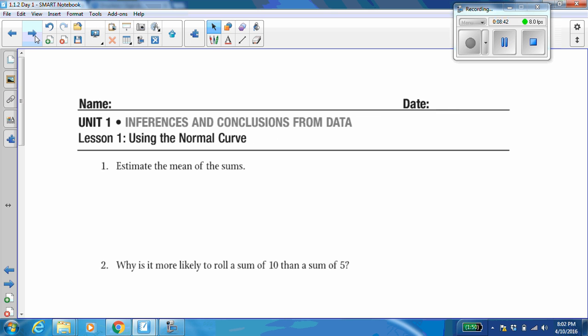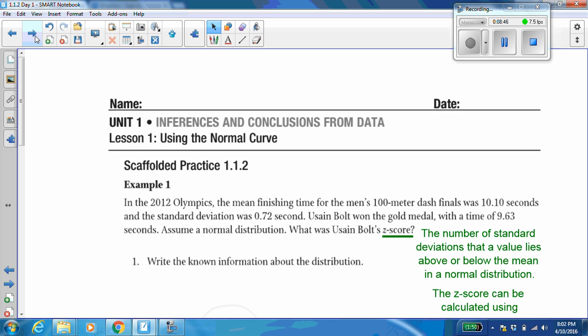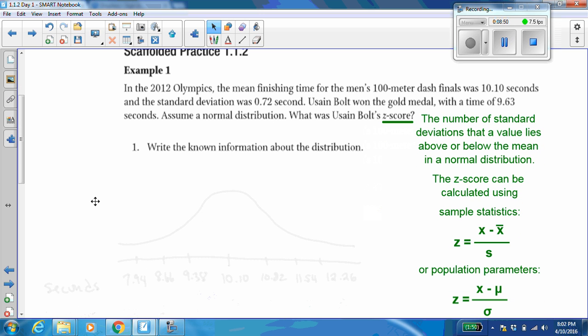So a z-score just tells you how far away your data point is from the mean. They're positive and negative. If we have a positive z-score, it means that we're above the mean. Negative z-scores mean that we're below the mean. So for example, a z-score of 1.2 means that we're 1.2 standard deviations above our mean. And a z-score of, let's say, negative 2.5 means that we're 2.5 standard deviations below our mean.